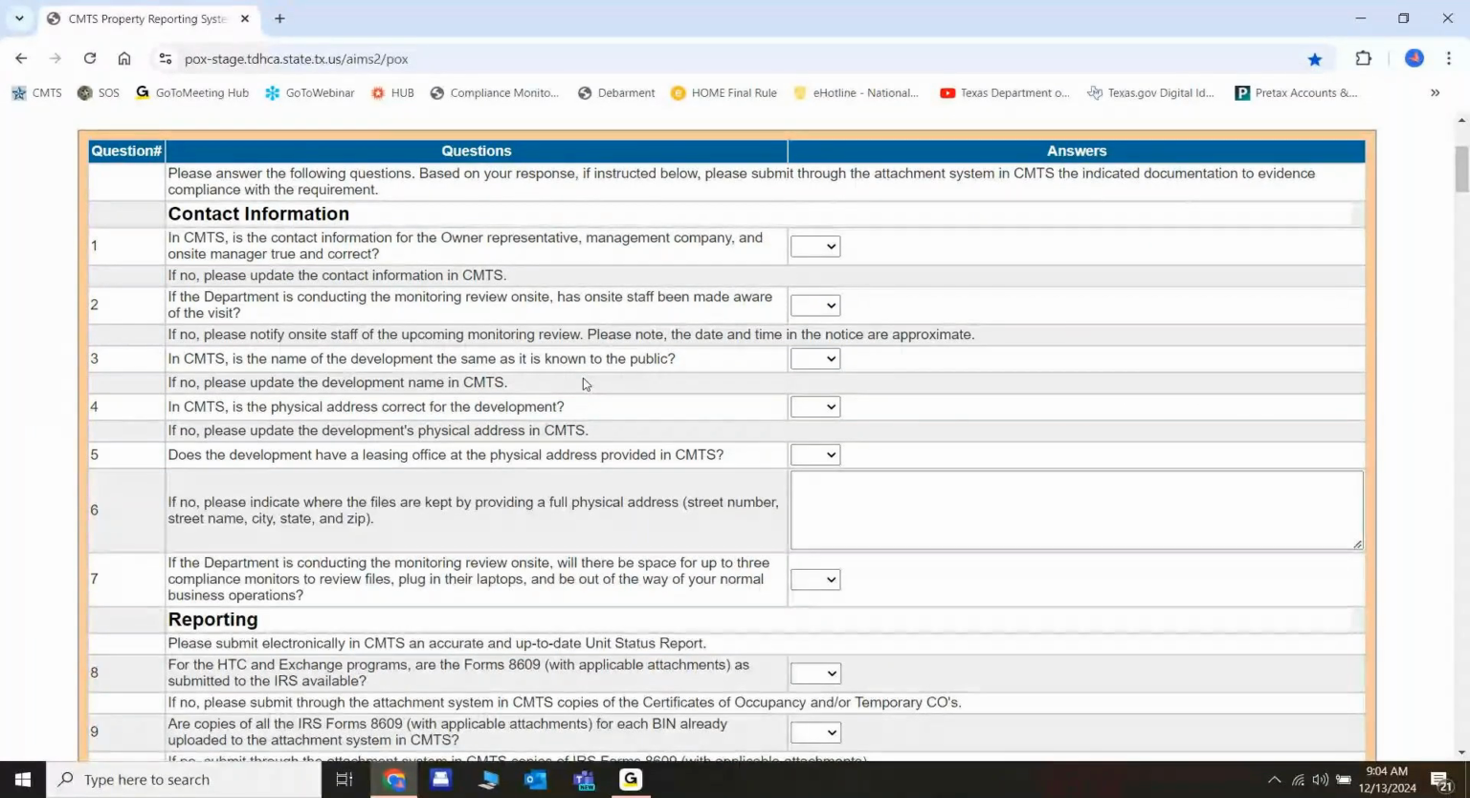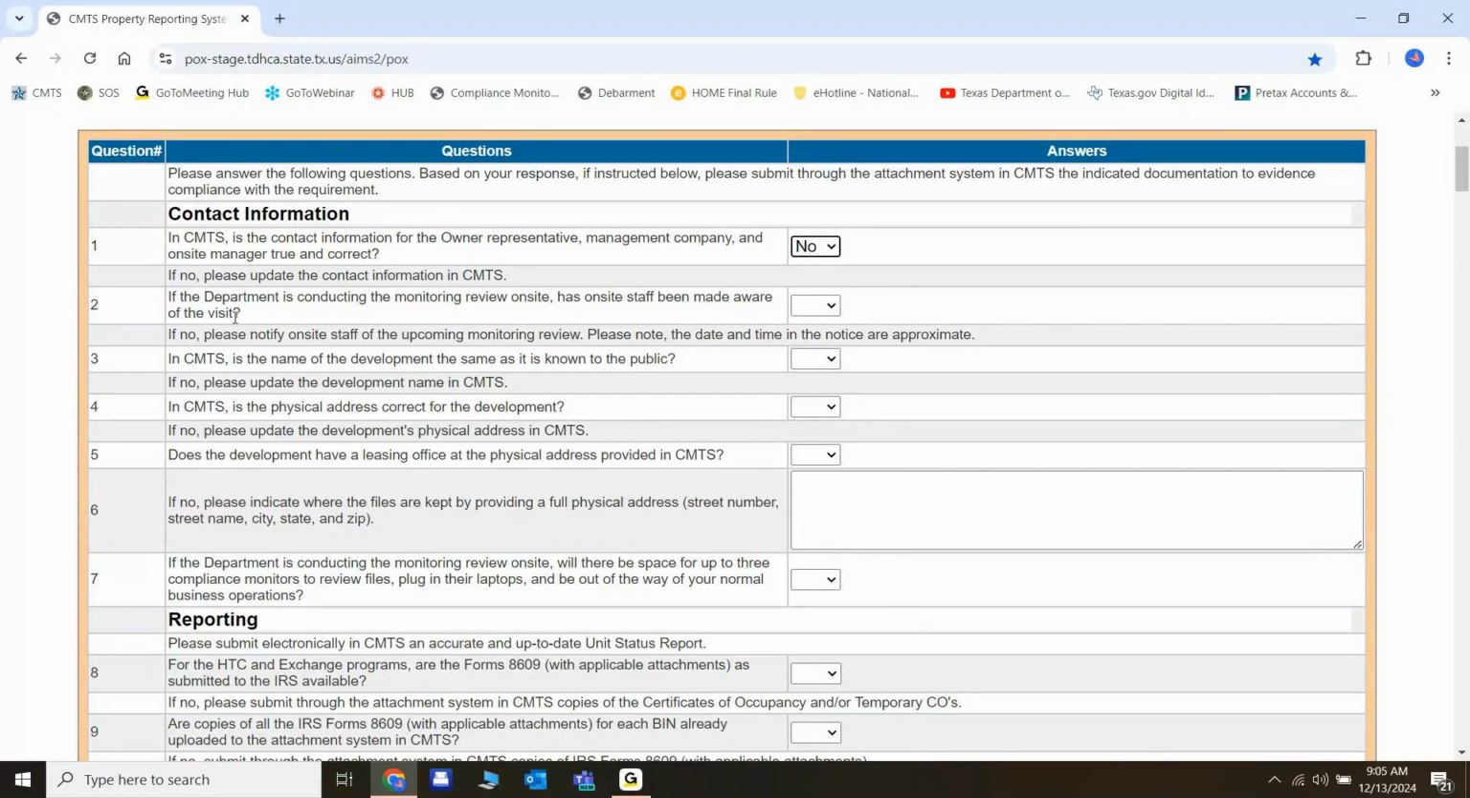And the first thing it tells you is to please answer the following questions based on your response. If instructed below, please submit through the CMTS attachment system anything indicated to evidence compliance with this requirement. So I'm going to go through this in each of the bolded sections and then see if you have any questions. So the first thing we ask is, is your contact information in CMTS updated and correct? So you will have a drop-down menu and you're either going to tell us yes or no. If the answer is no, the next thing it says is please go in and update that prior to your monitoring review.